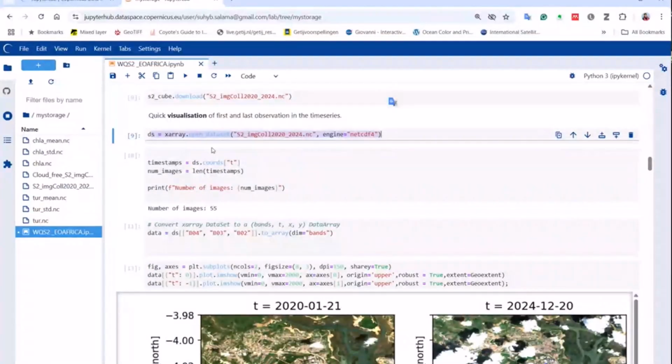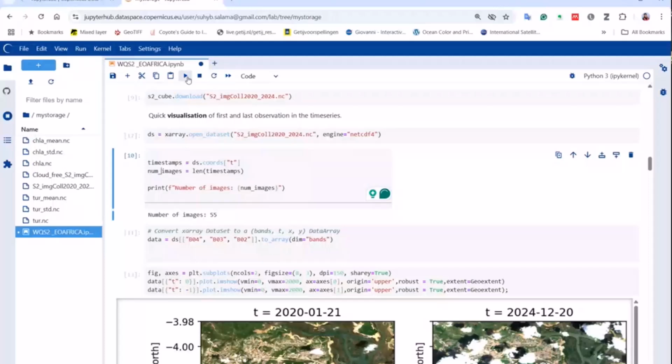So I will download the data. Now I will read it, because I did this step already, so I'm not going to do it again, but I will run the step where, after downloading the data, I read it as an X-array. I will run this one. See, it runs perfectly.